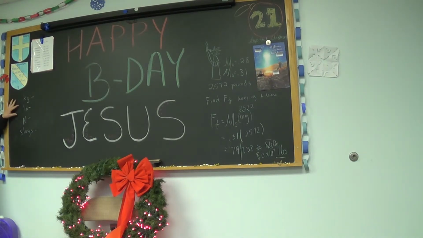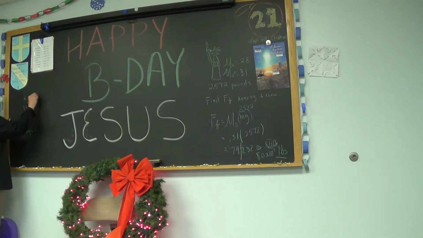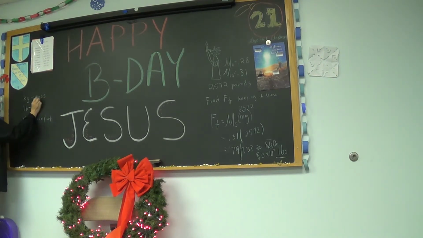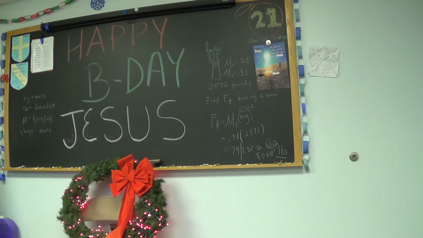Let's see. Kilograms is a measure of mass. Pounds is a measure of weight, or force. Force is good. We can say weight though too. Newtons is weight or force, I'll take either one. And slugs is mass. Alright, did the squashy man do his job?